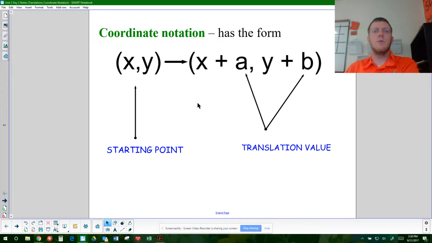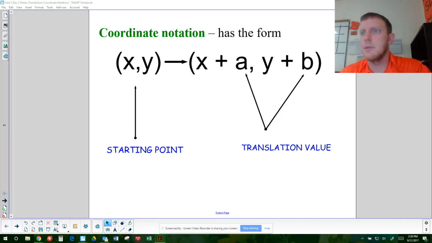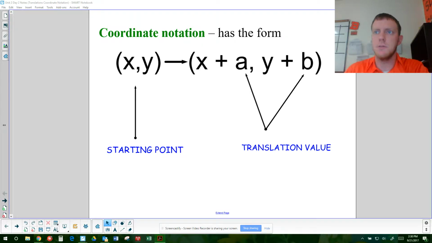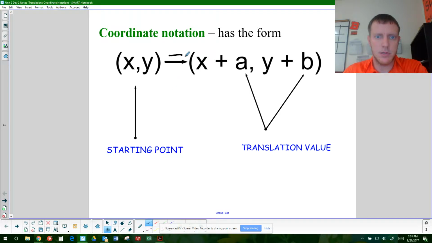All right, coordinate notation. So whenever you're doing coordinate notation, let me check something really quick. Yes. Okay, yeah. So this will go on your notes. I'm looking at your notes right now. This will go on that line underneath translation coordinate notation. Go ahead and write (x, y) translates. That's what we're using this. It actually transforms, not translate. (x + a, y + b).